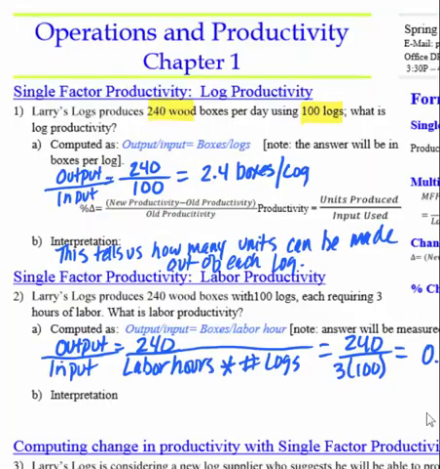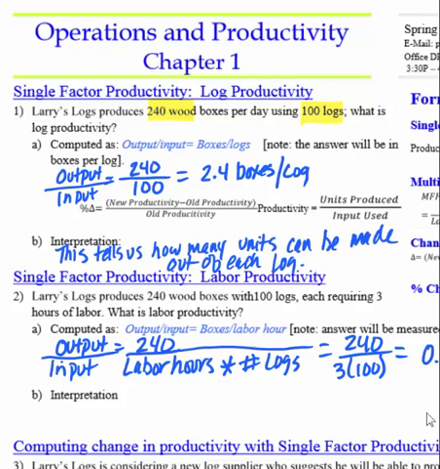So here we go. First thing is that this is a problem where Larry produces boxes. Specifically, he produces 240 wood boxes per day, and in order to do this he needs 100 logs. So in this problem we're computing log productivity. Essentially, what we want to know is how many boxes can be made out of one log.